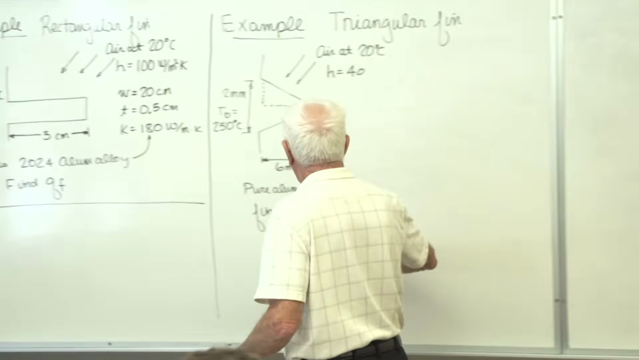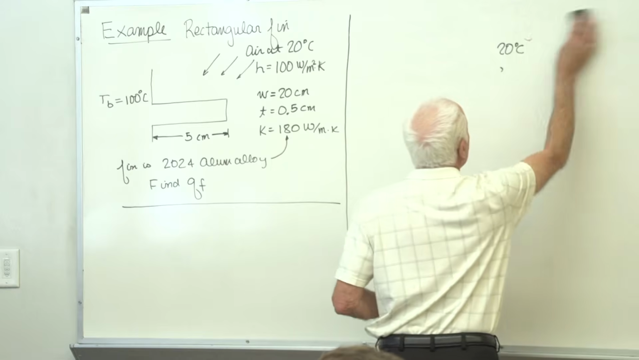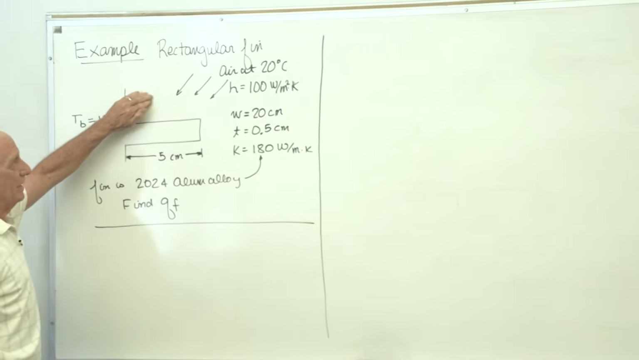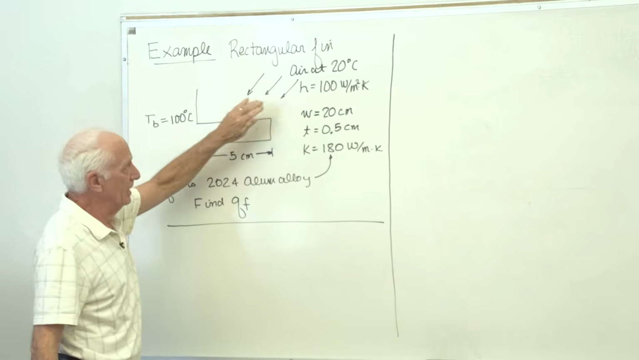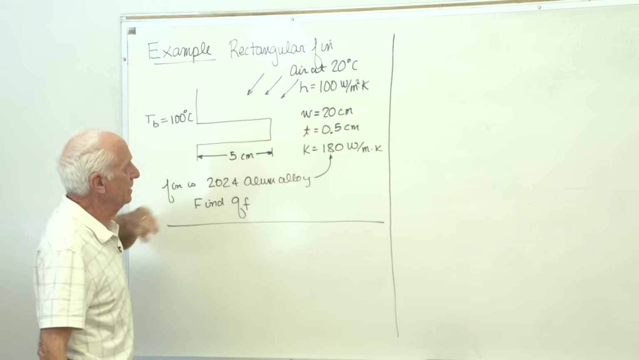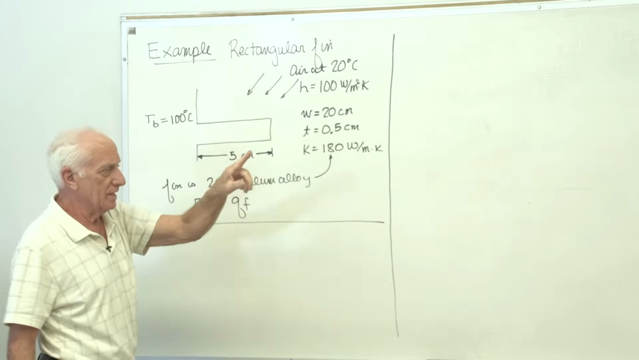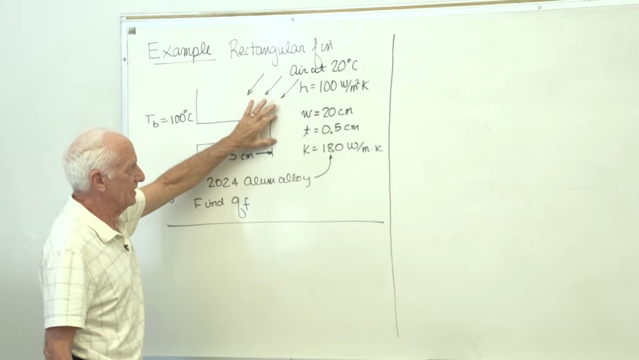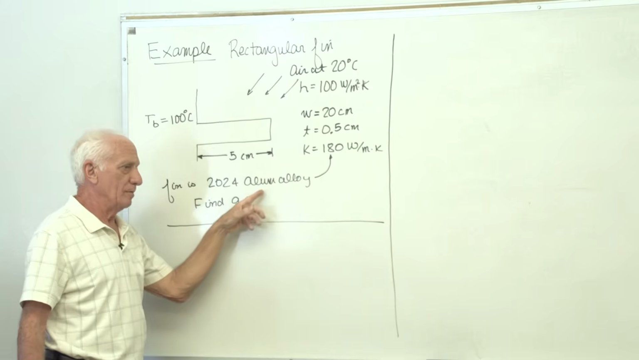Our first problem is a rectangular fin. The rectangular fin has a base temperature of 100. We blow air over it at 20 degrees C. The convection coefficient between the air and the surface of the fin is 100. The width of the fin into the blackboard is 20 centimeters. The thickness of the fin right here is a half a centimeter. We were told the fin is 2024 aluminum alloy.